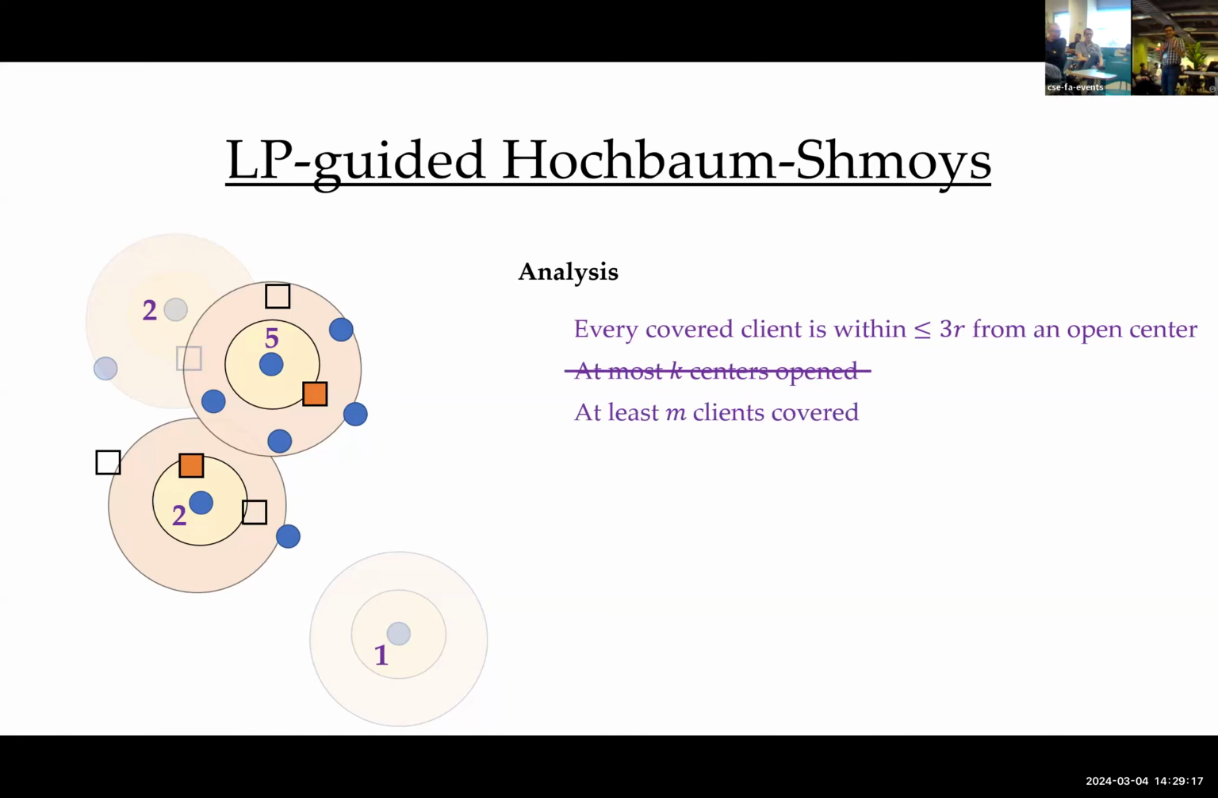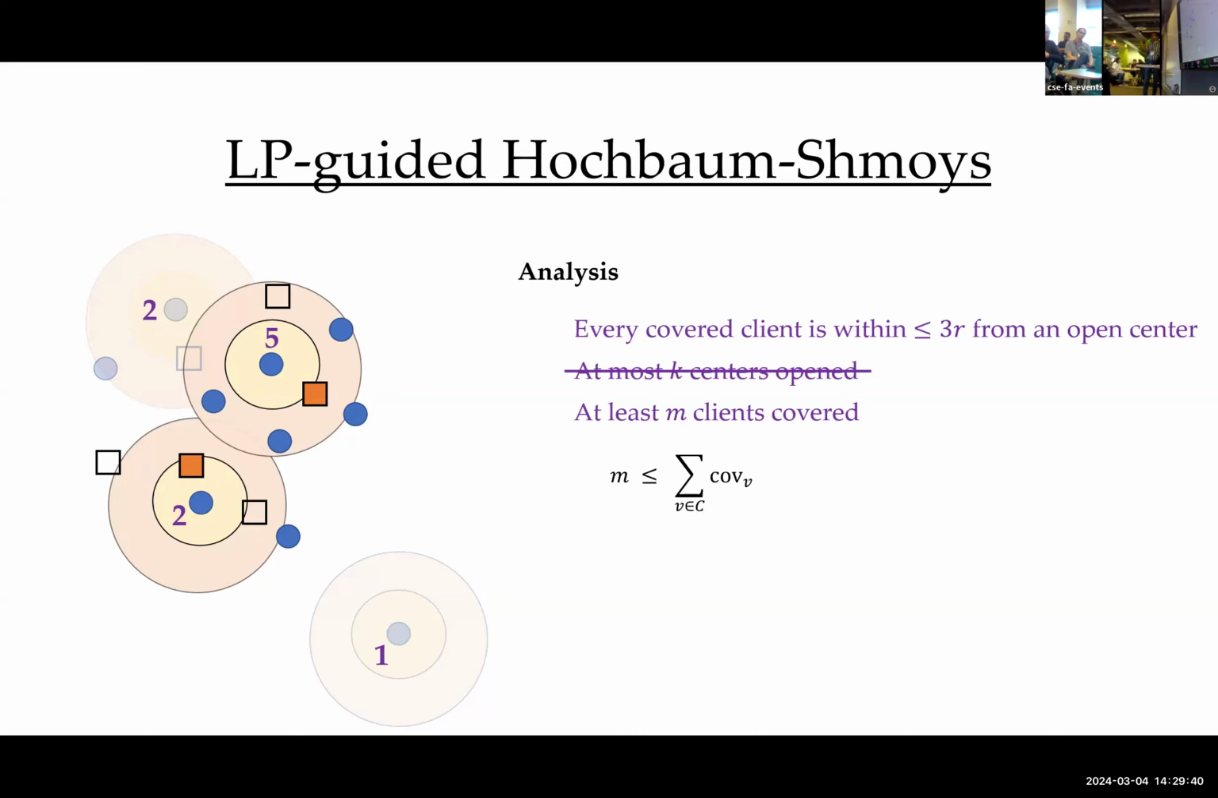But what is not clear is why is 5 plus 2 at least M? Why have I covered at least M clients? So I want to go down this a little bit. It's very, very elementary. Let's understand why this is true: why does this algorithm cover at least M? And let's see what's going on.